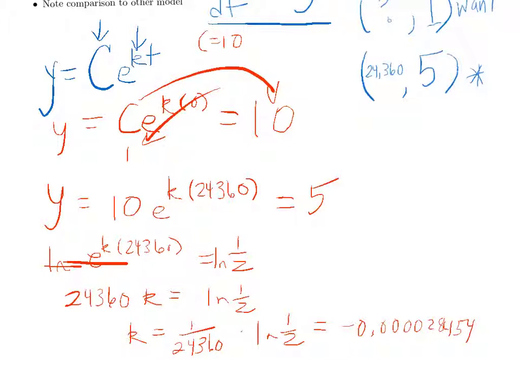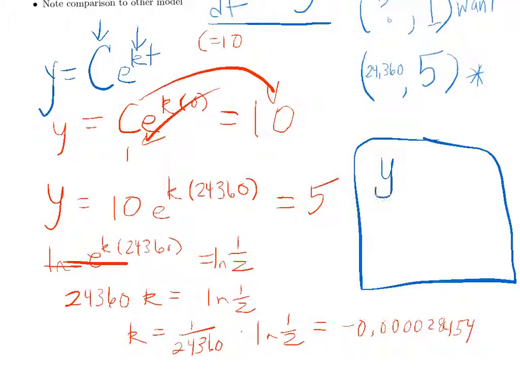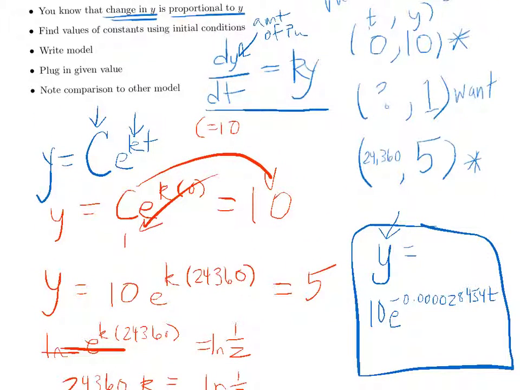All right, so our final model that we'll write is y equals 10e^(-0.000028454t). Okay, so that's the function that solves our differential equation. Remember, y means what? The grams. Yes, the amount of plutonium in grams.